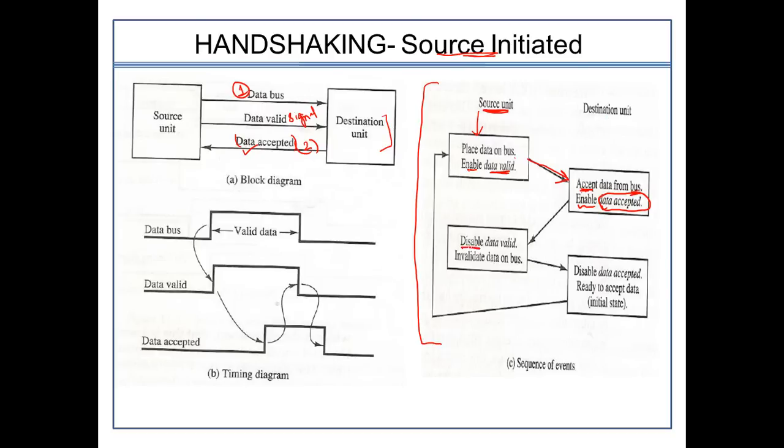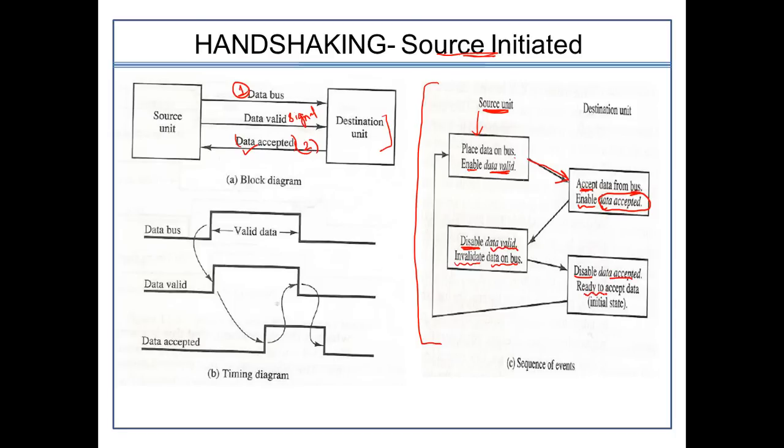So it will now disable its data valid signal and invalidate the data on the bus. It means now it will say that I am not sending any data. And then third, as soon as the data from the source is no longer being received by the destination end, the destination will also disable its data accepted signal, and it will again start the new thing.